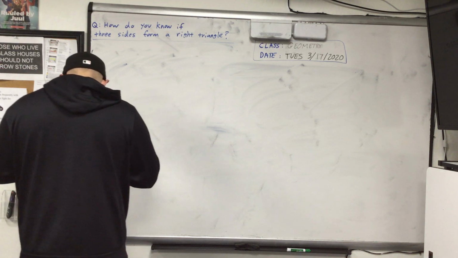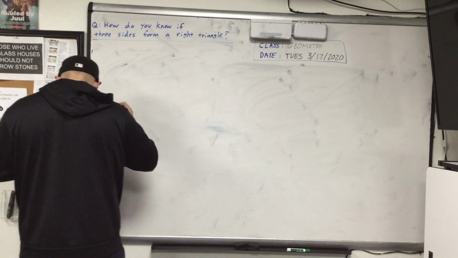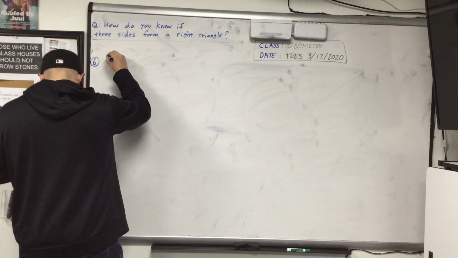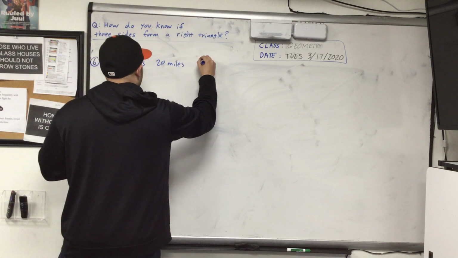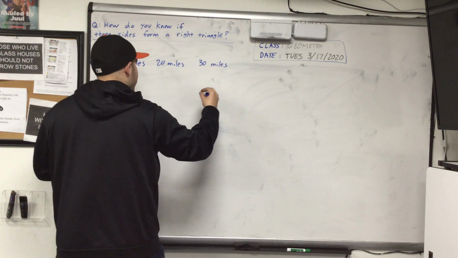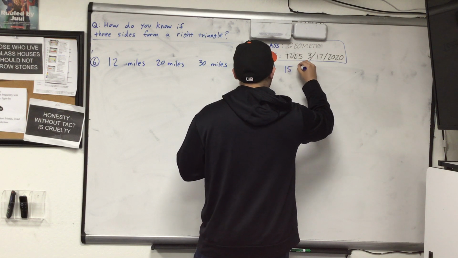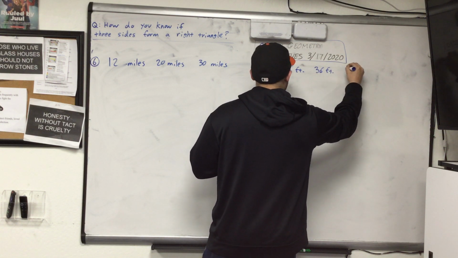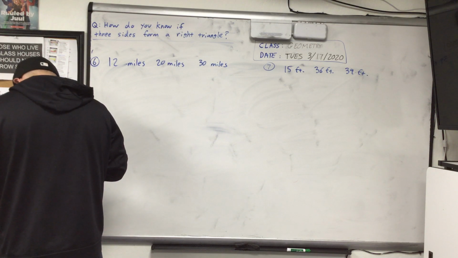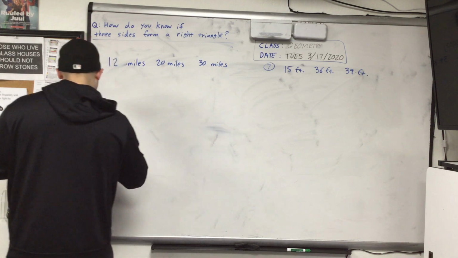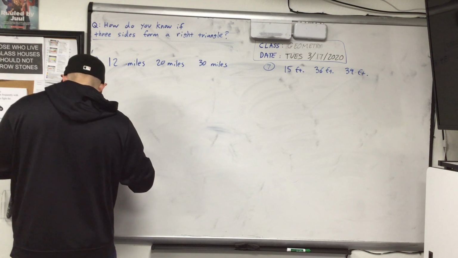Number 5. Just make sure. Okay. 6, 7, and 8. 12 miles, 20 miles, 30 miles. 15, 36, 39. 33, 56, 65.